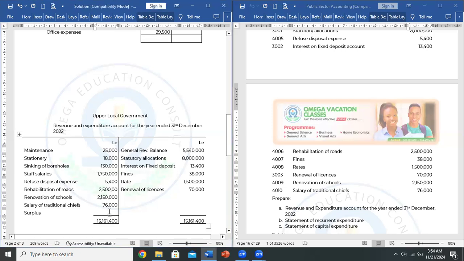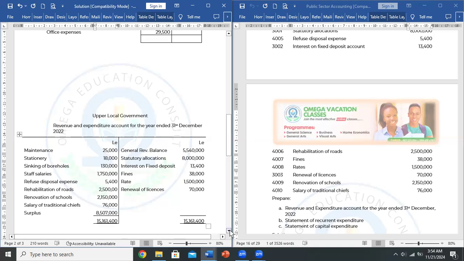8,507,000. Okay, so I think that is the accurate figure. Thank you very much, Amma, for that. So that is the bit about the revenue and expenditure of the government. Very, very simple, right? Very simple.